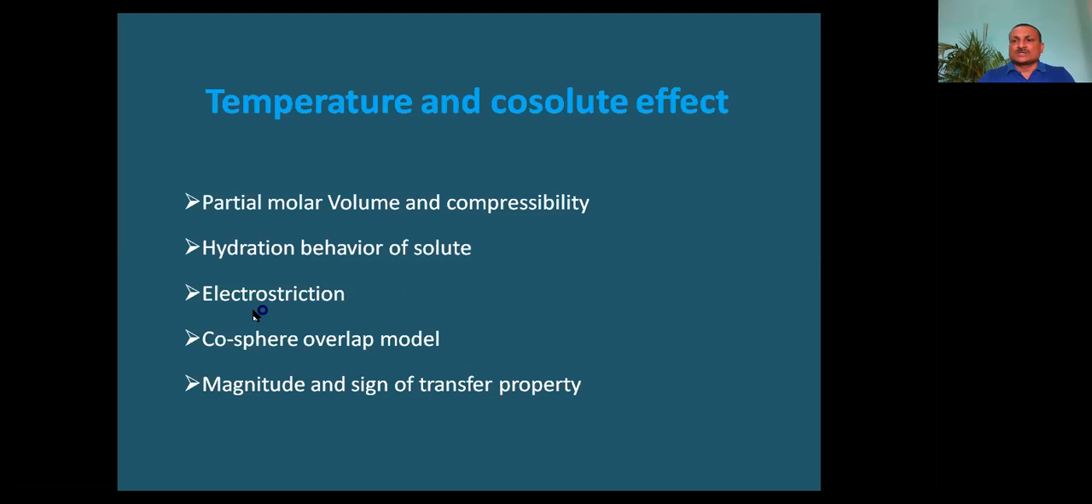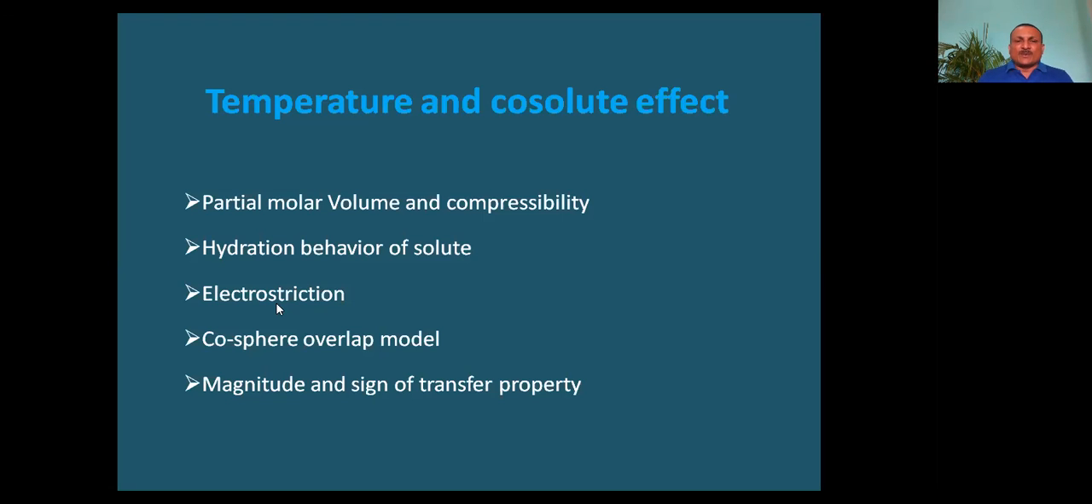As far as the electrorestriction is concerned, due to the increase in the temperature, a reduction in the electrorestriction is observed. The electrorestriction is the interactions between solute and solvent. So weakening of the interactions reduces the electrorestriction. Upon increase in the temperature, reduction in the electrorestriction will occur.